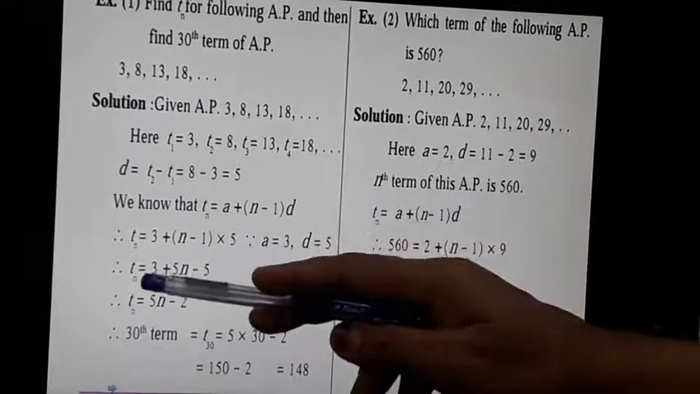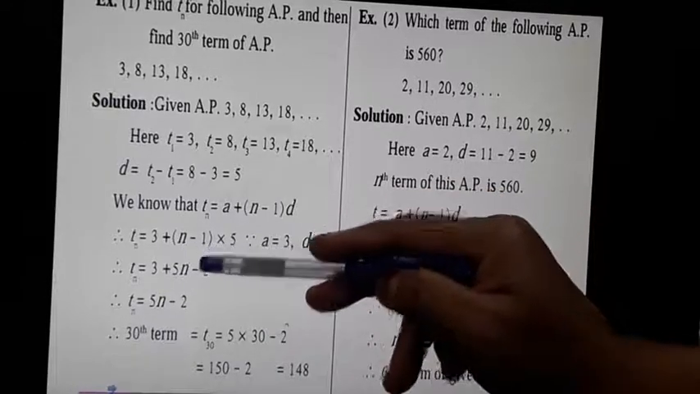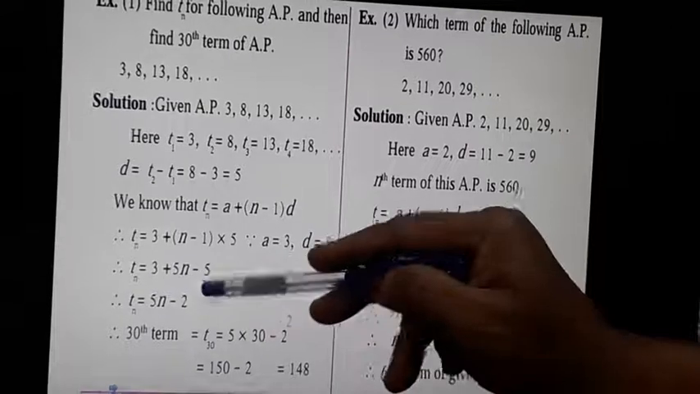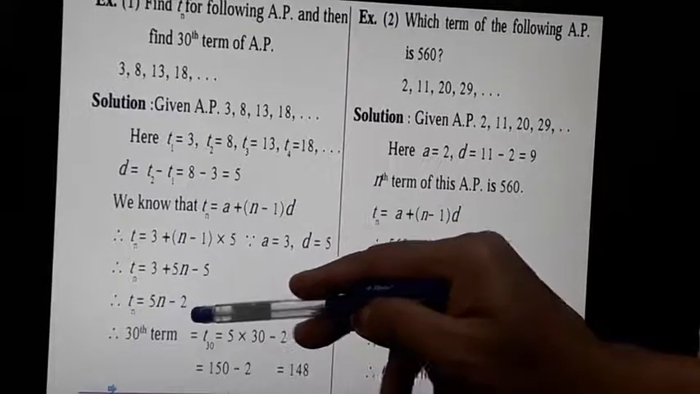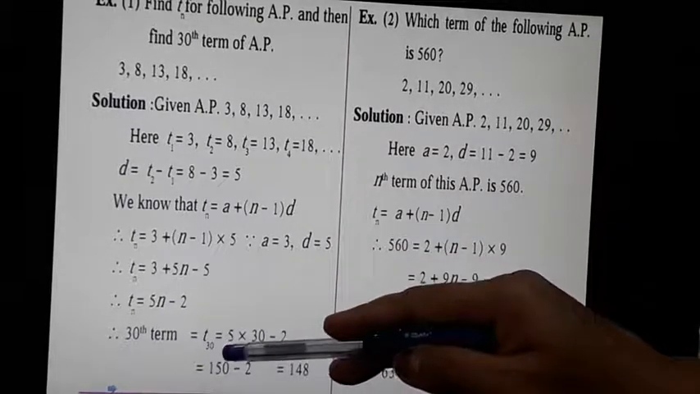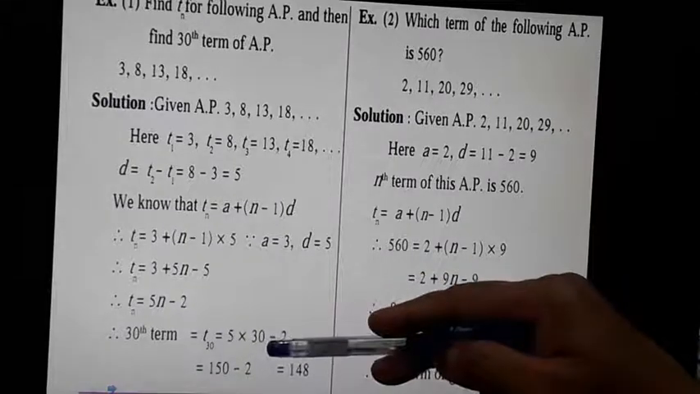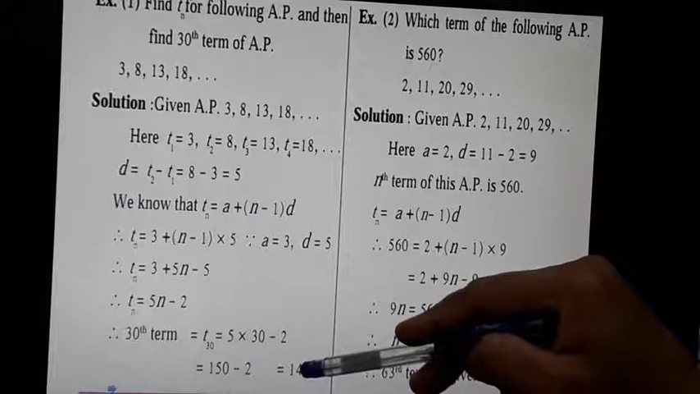Okay. So now T of N is equal to 3 plus 5 multiplied by N minus 1. So that is 5N minus 5. So 3 minus 5 is minus 2. So T of N, you got it here as 5N minus 2. So now for the 30th term, that means T30 is equal to, instead of N you have to put 30. So 5 into 30 minus 2, that is 150 minus 2, that is 148.